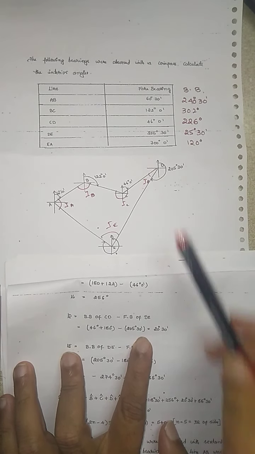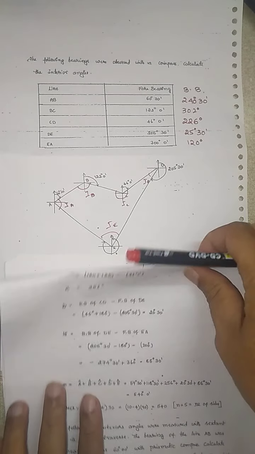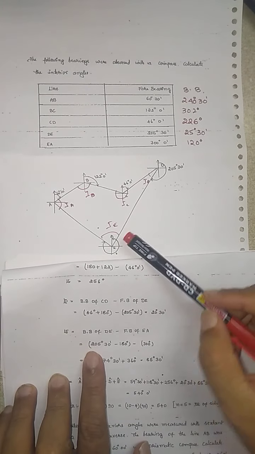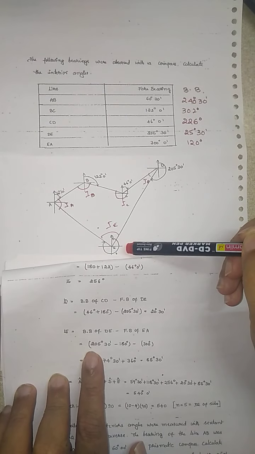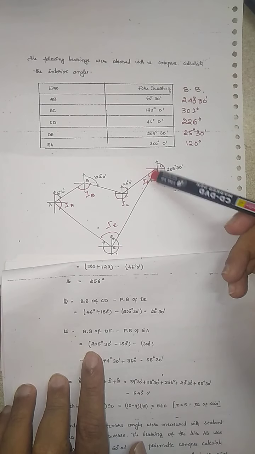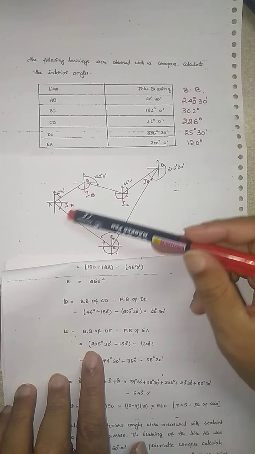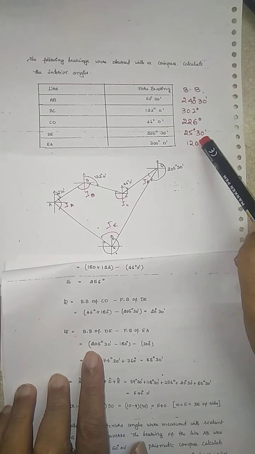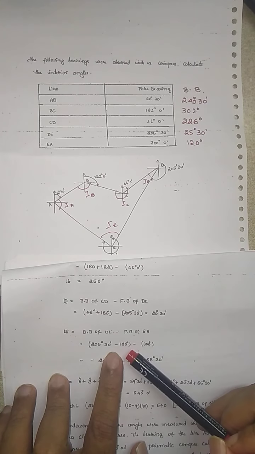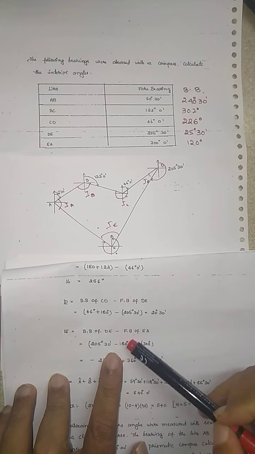So it is matching over here. Then again, the included angle E, how are you going to calculate? It is the back bearing of the line ED minus forebearing of the line EA. Back bearing of the line ED is 25 degree 30 minutes. If you reduce this, it will come.